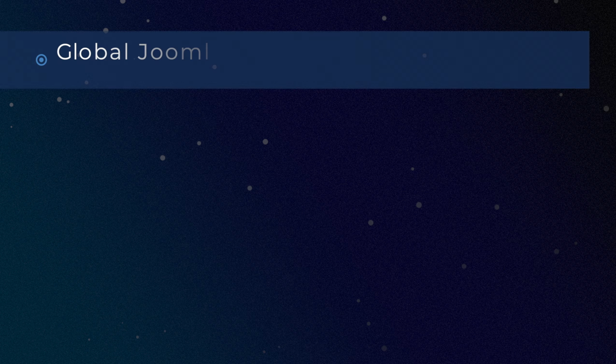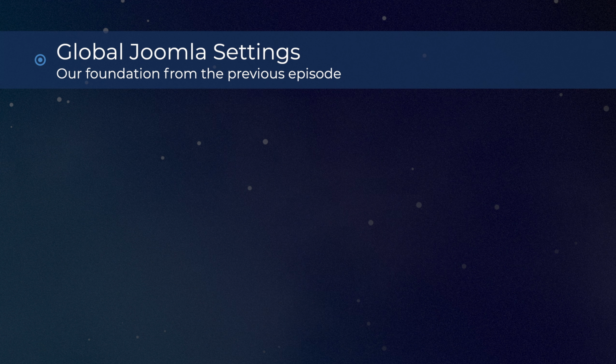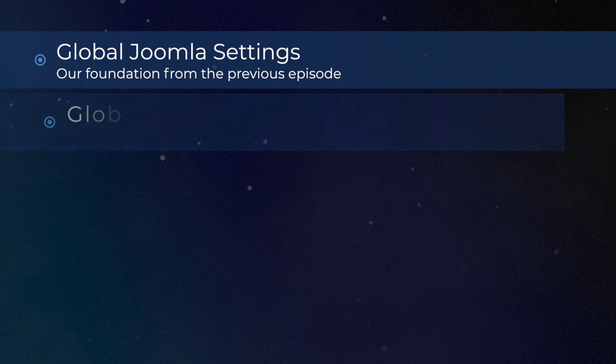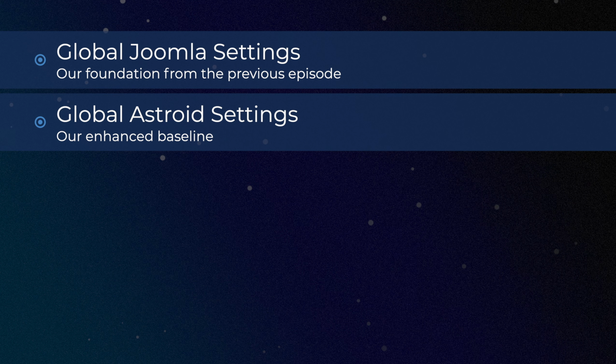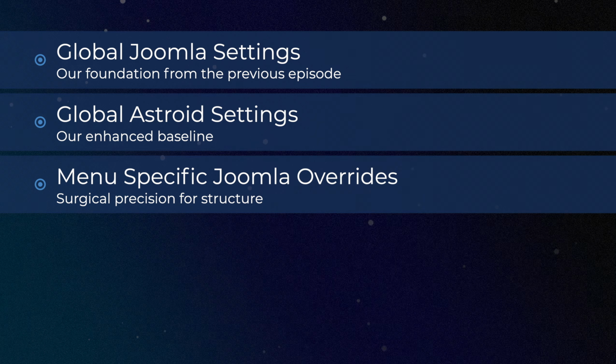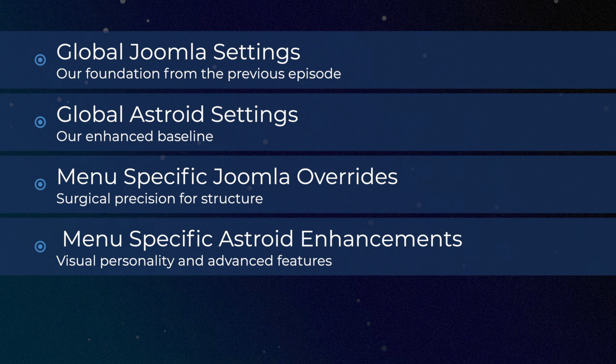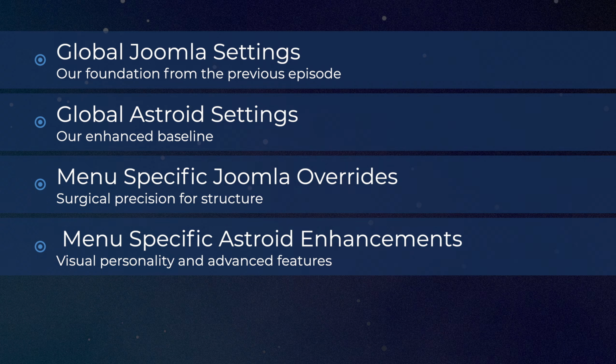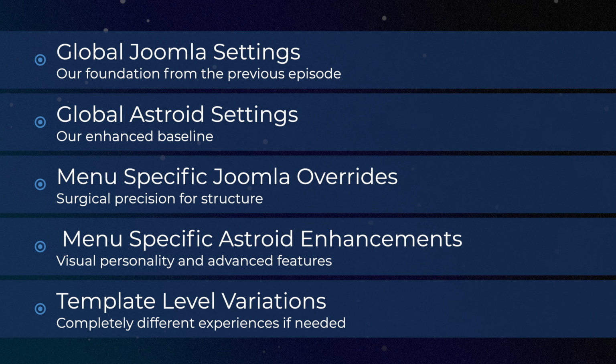So let's tie all of this up together. What we've discovered today is that we have multiple layers of control. Layer 1, global Joomla settings, our foundation from the previous episode. Layer 2, global Astroid settings, our enhanced baseline. Layer 3, menu-specific Joomla overrides, surgical precision for structure. Layer 4, menu-specific Astroid enhancements, visual personality, and advanced features. Layer 5, template level variations, completely different experiences if and when required.